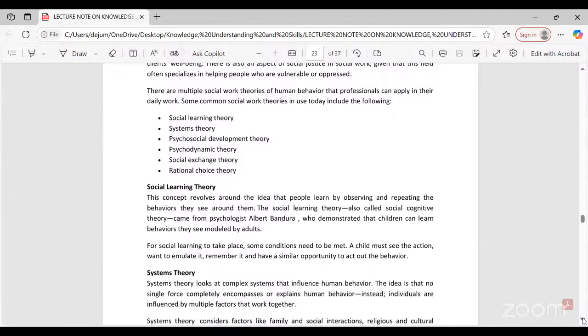I've seen a situation whereby a child will see what the mother is doing, maybe a particular clothes the mother likes wearing, the way the mother dresses. The child too will also emulate that pattern of dressing from the mother. Okay. But before now, you didn't know that is called social learning theory, I guess.